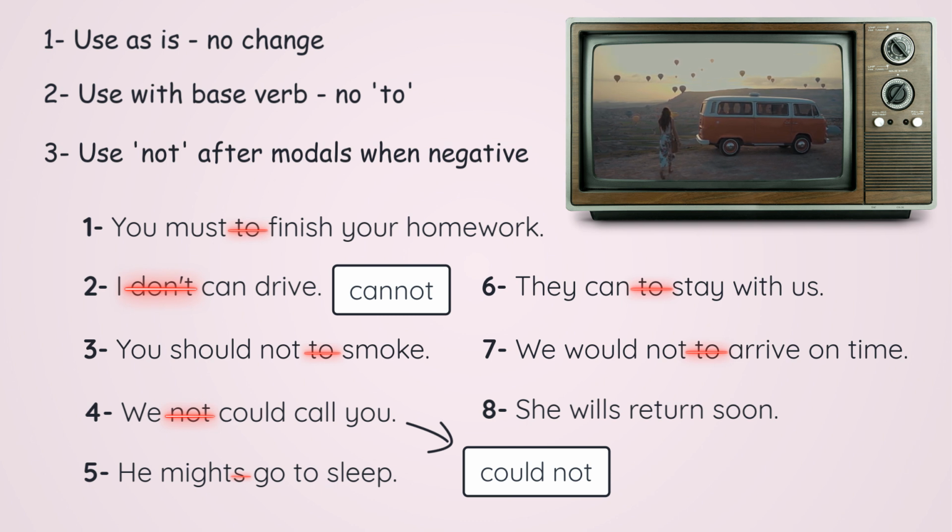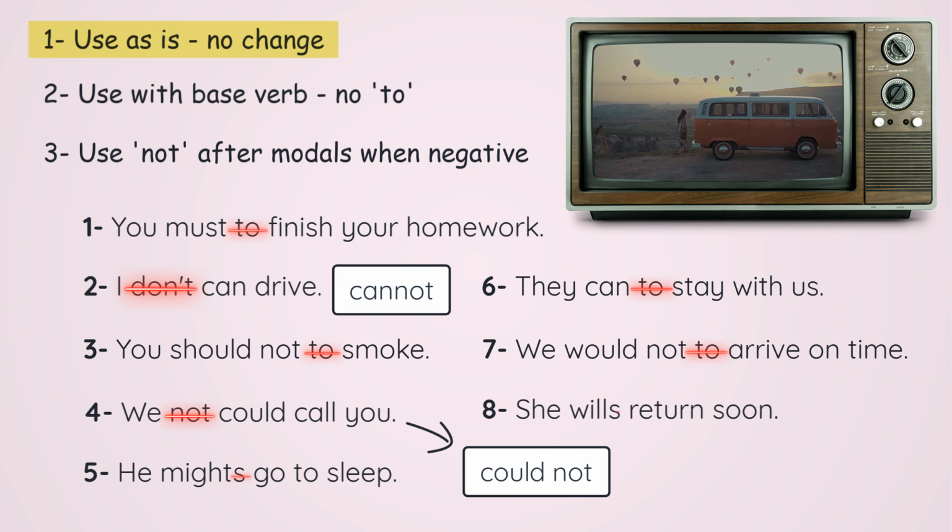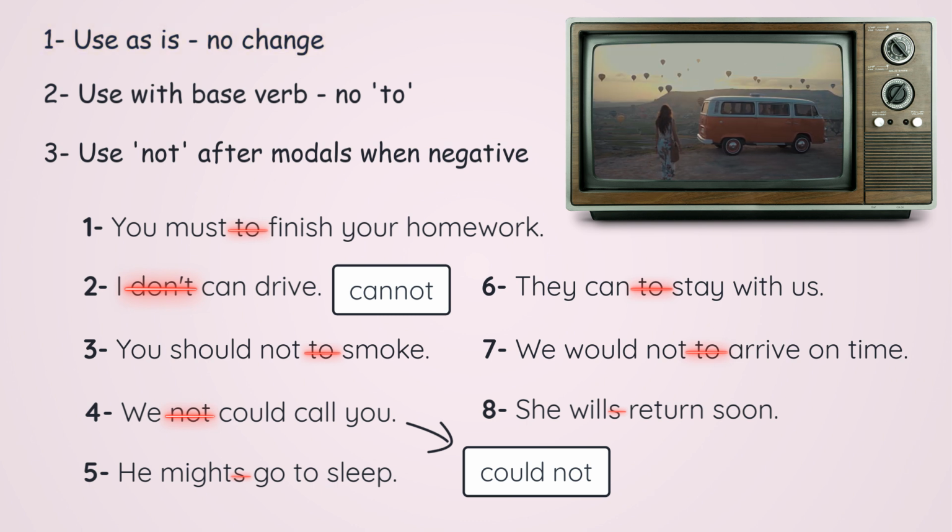And the last one, she wills return soon. So what's wrong there? The first rule up here. Okay? The rule says that the modal verb doesn't change. And here it did get changed. So we have to take out the S. And then it will become she will return soon, which is correct.